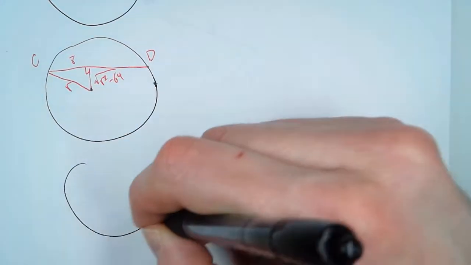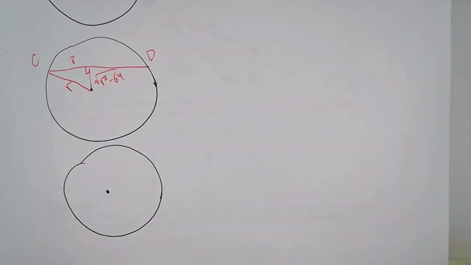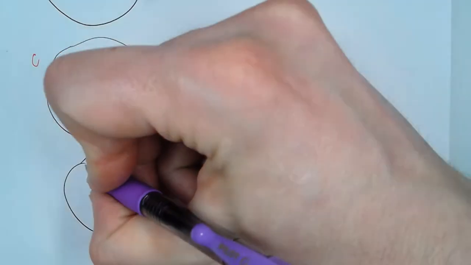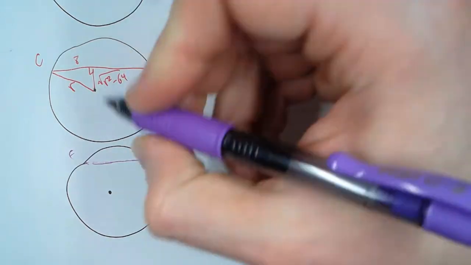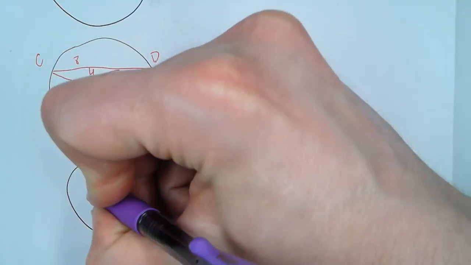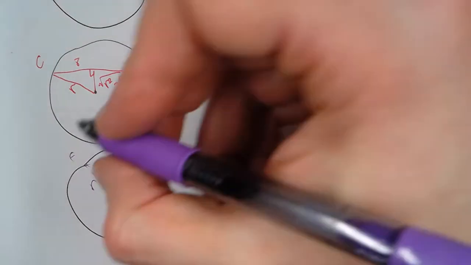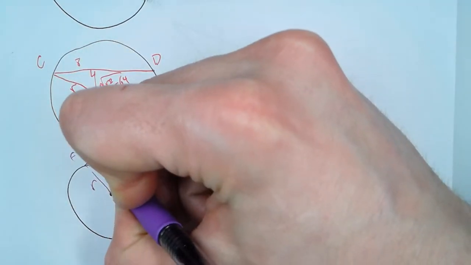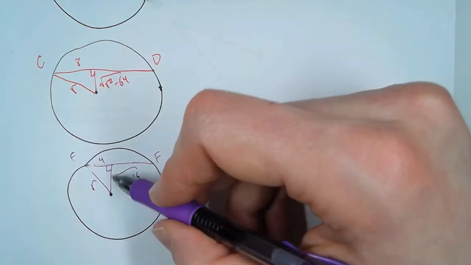And then finally, draw another circle. And so here we now have chord EF. There we go, EF. So we have r. Now EF has a length of 8, so we cut that in half, that's 4. So we have square root of r squared minus 16. That's the distance from the center to EF.